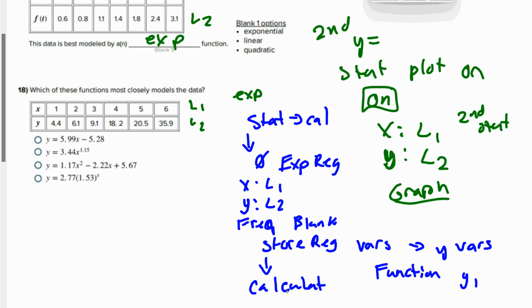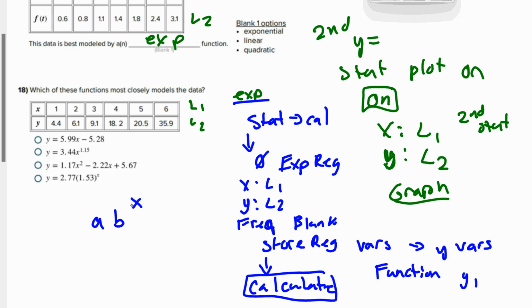After that I could hit graph, and it'll graph these points just like number 17 did, but it'll also graph this equation that you just stored under your y equals, so then you can use it to make predictions. But here we don't need to do that. We don't need to do the store regression equation. All we need to do is go down to calculate, and since we did an exponential, it's going to give us an a and a b raised to x.